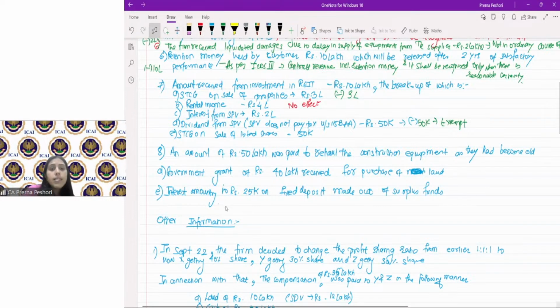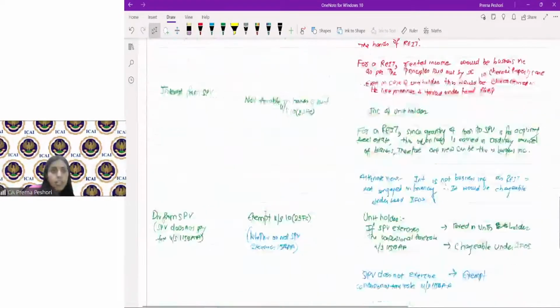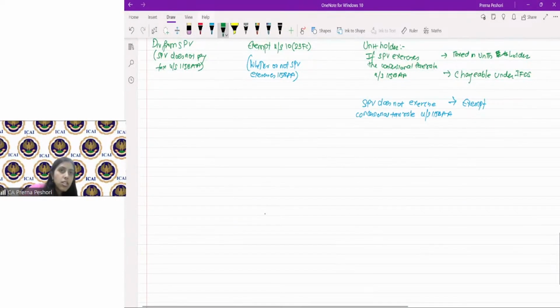Finally, STCG on sale of listed shares. Now, in case of the STCG on the sale of the listed shares, it would be taxable under 111A, right? So it would be taxable under 111A in the hands of the unit holder.